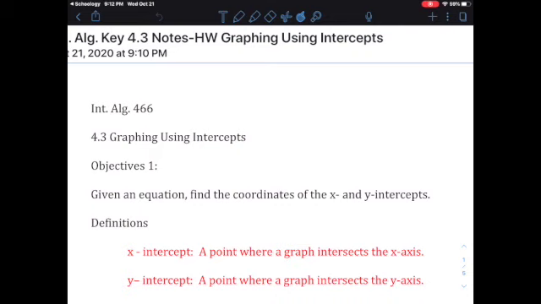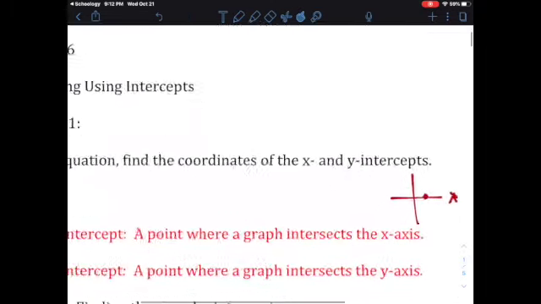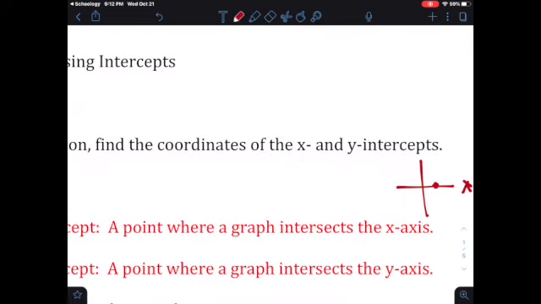The definition for x-intercept is a point where the graph intersects with the x-axis. So in this case, the points that you're going to find are going to be somewhere on here. That's the x-axis. And then a y-intercept is a point where a graph intersects with the y-axis. So in this case, you are looking for a point that is on the y-axis. It will look like this, somewhere there.